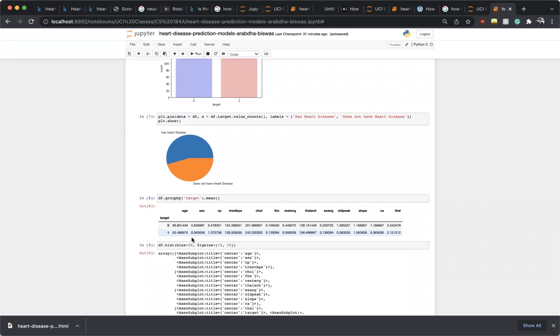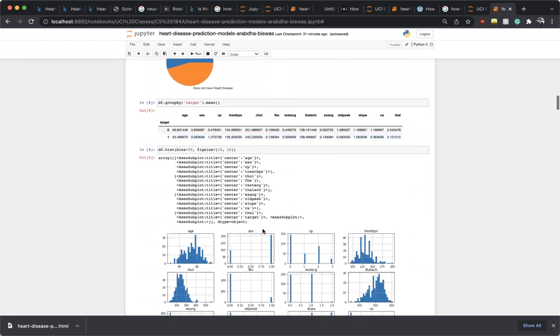And here's just some more information about the different types of data, just taking the mean grouped by target. And we can see that certain values are just much higher because of how they're measured or the units of measurement. And because of this, I'll be normalizing the data later.